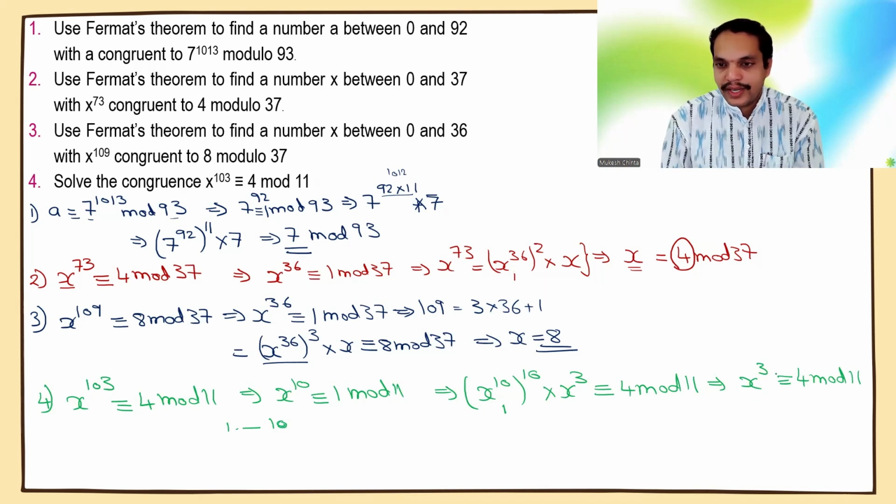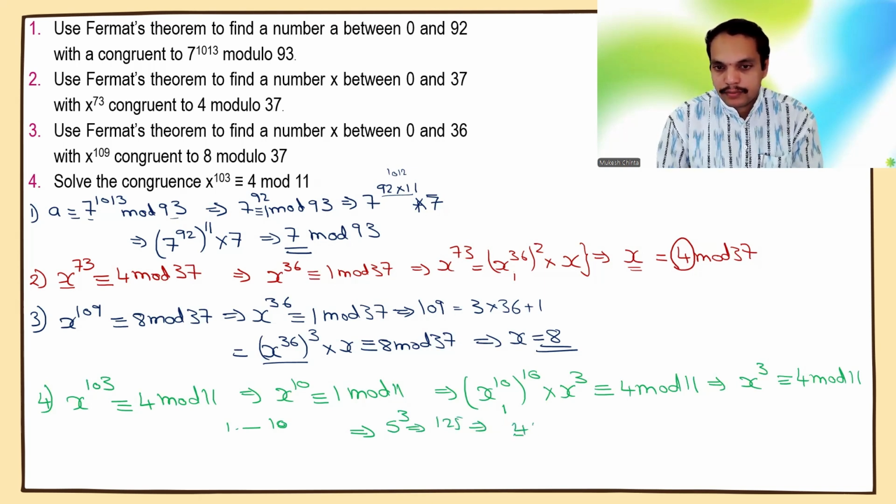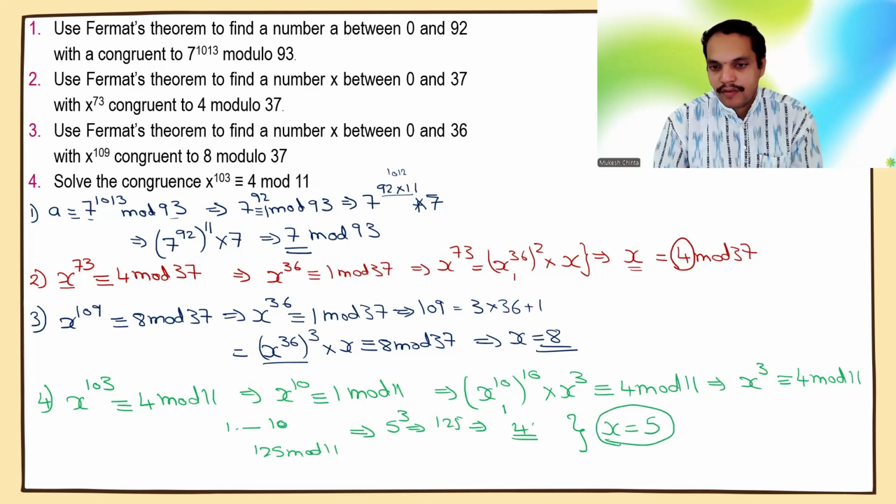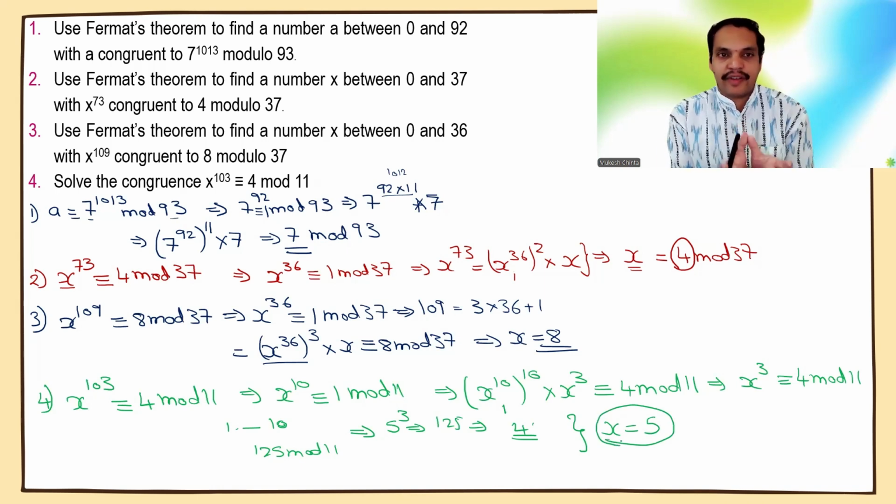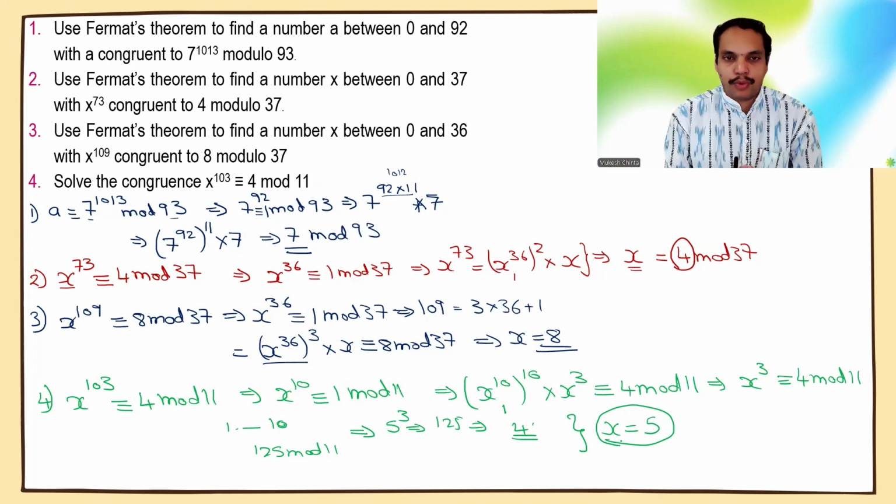If you see, 2 cube is 8, not possible. 3 cube is 27. 27 mod 11 is how much? 5. It's not possible. 4 power, 5 power. In that case, you get 5 cube, 125. 125 mod 11 is 4, isn't it? 11 elevens are 121, which gives a remainder of 4. So by using this trial and error method, I can calculate the value of x as 5. So this is how you can implement Fermat's theorem to solve such problems.